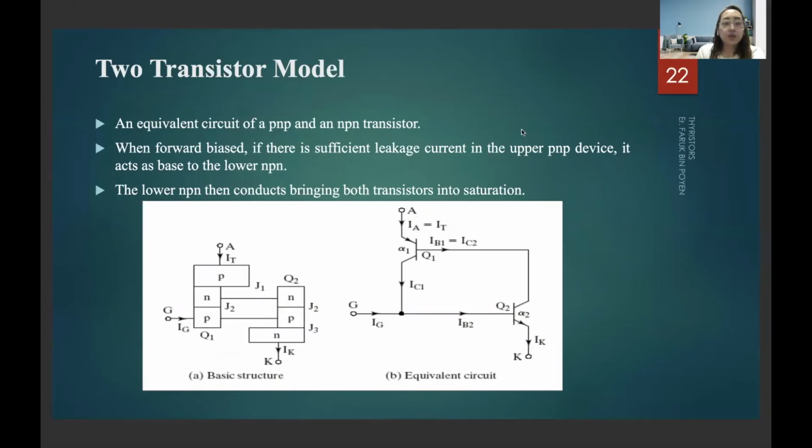So we have the two-transistor model. It's equivalent to this one. As you can see, it is just the same as the Shockley diode, but you add a gate terminal here. Why do we need this? Because when we use everycircuit.com, we do not have a specific symbol for this one, so you have to know the transistor equivalent model of the thyristor.